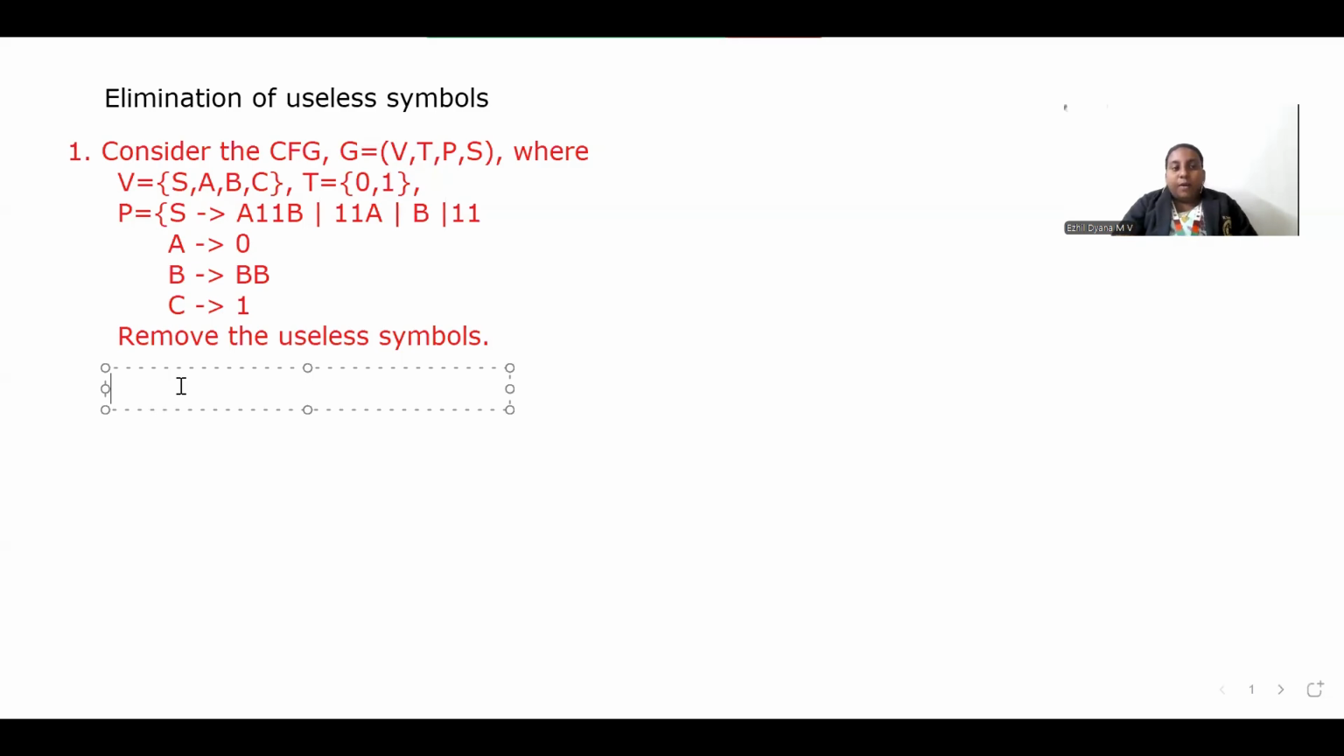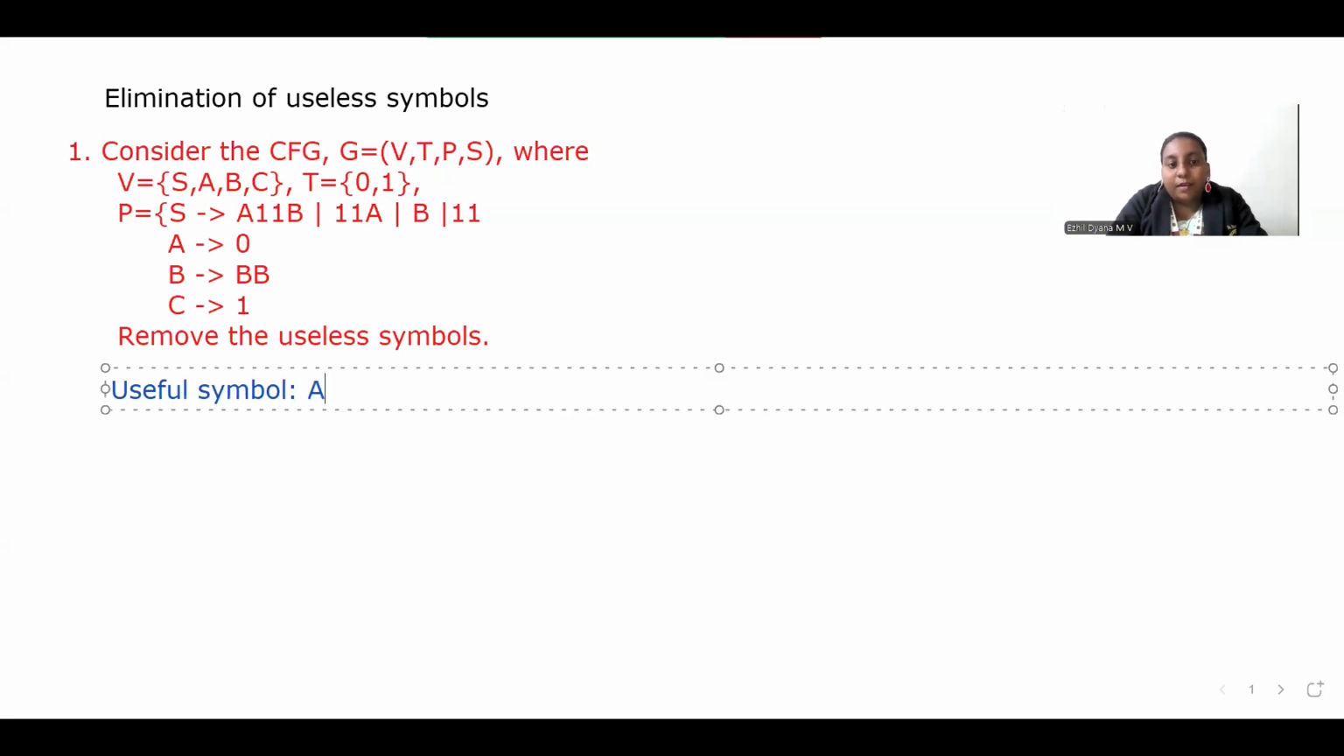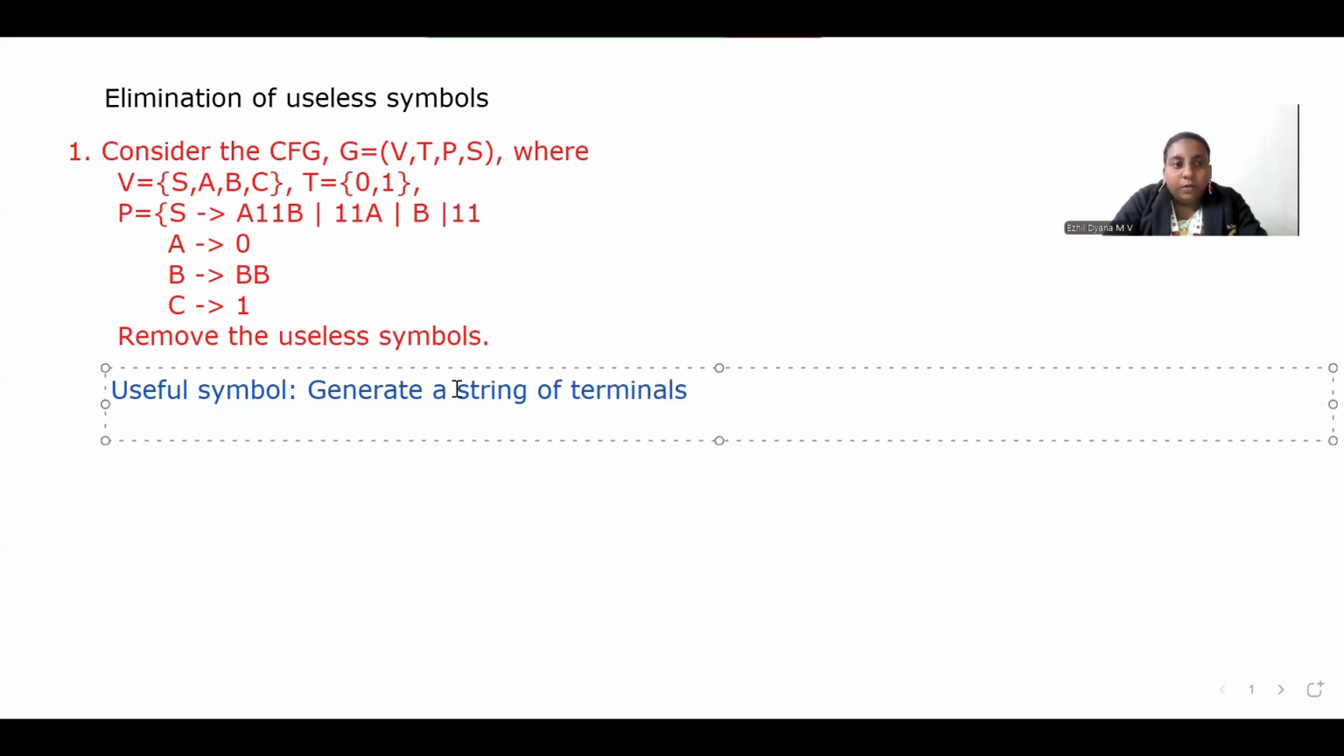In today's class, let's learn about elimination of useless symbols. So before going into the topic, you need to know what is a useful symbol and what is a useless symbol. A useful symbol is any symbol which can generate a string of terminals. Useless symbols are any symbol which cannot generate a string of terminals.